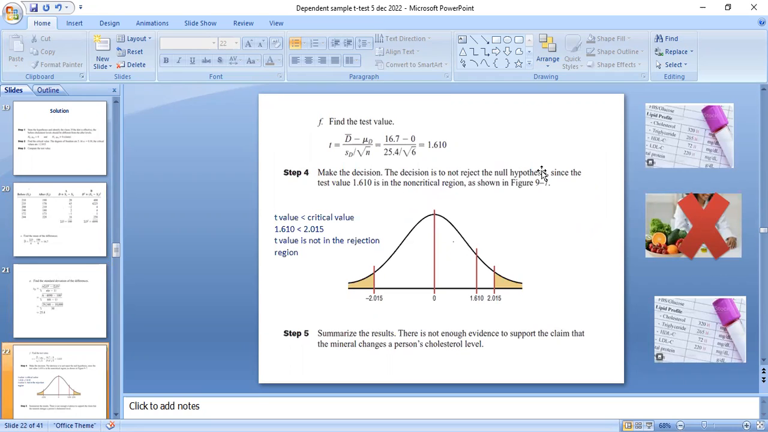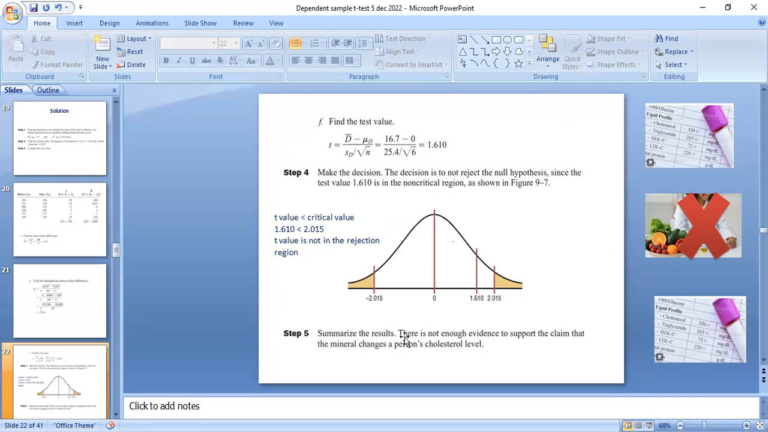The decision is not to reject the null hypothesis, since the test value, 1.610, is in the non-critical region as shown in the figure. As our computed t-test value is 1.610, it is less than the critical value, and it is not in the rejection region. It is not beyond this critical line. So our t value is not in the rejection region. We will not reject our null hypothesis.